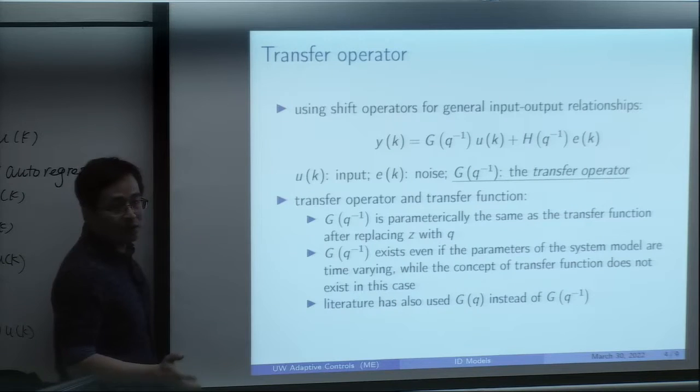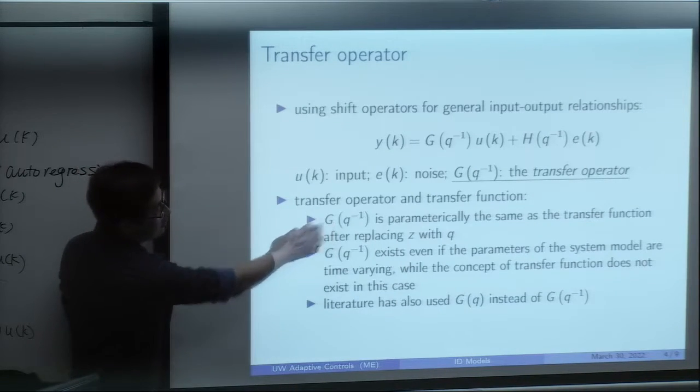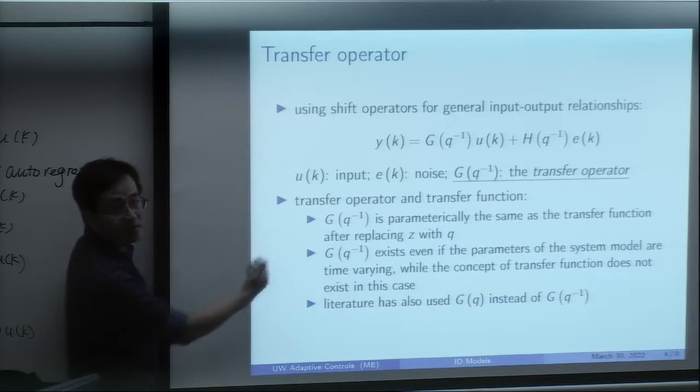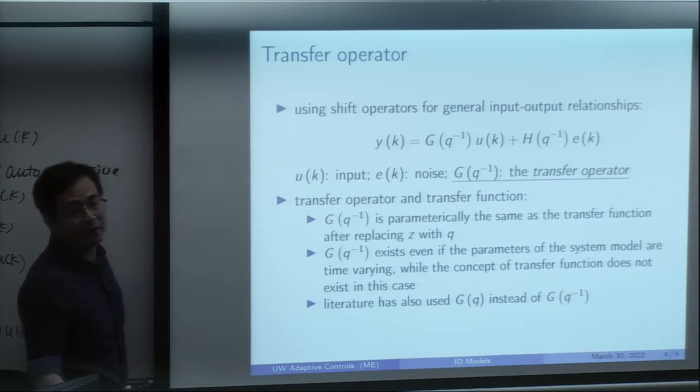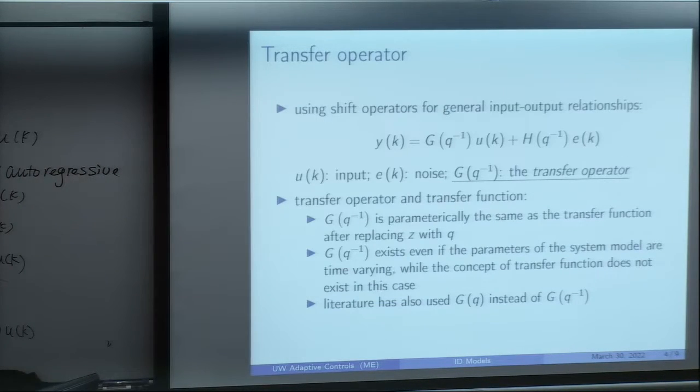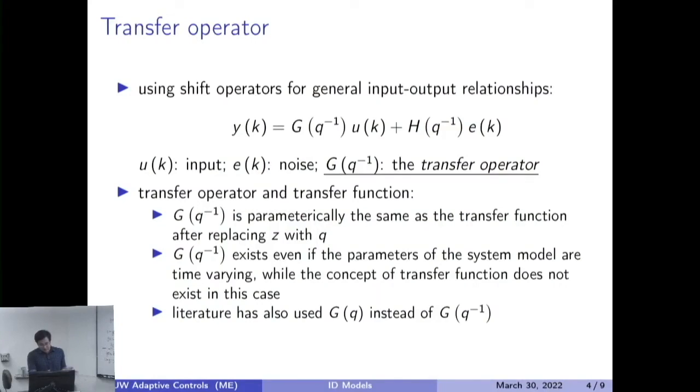But when a transfer function exists, you can obtain the shift operator by replacing z with q. In the literature, people also use q instead of q inverse, just as a notation difference. But at the core, it is really about the signal relationship, how the input will change the output, okay?